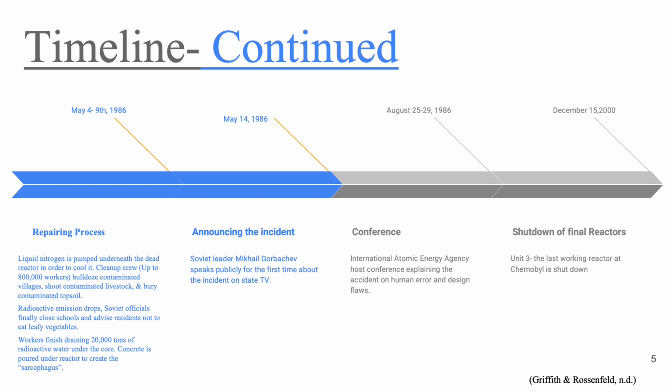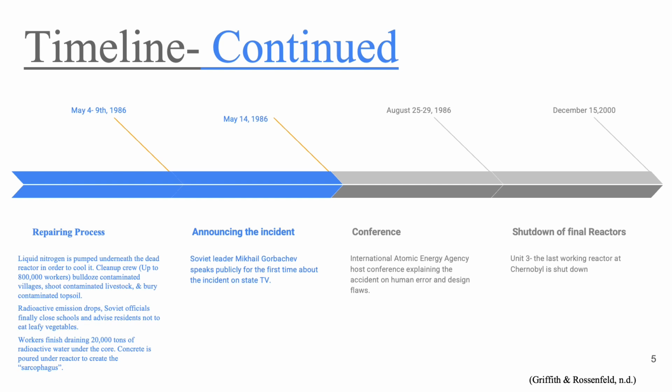Between May 4th and 9th, 1986, the repairing process begins. Liquid nitrogen is pumped underneath the dead reactor in order to cool it. Cleanup crews of up to 800,000 workers begin bulldozing contaminated villages, killing contaminated livestock, and burying contaminated topsoil. A week and a half after the disastrous event, Soviet officials finally closed schools and advised residents not to eat leafy vegetables. Workers then finished draining 20,000 tons of radioactive water under the core, and concrete is poured under the reactor to create the sarcophagus.